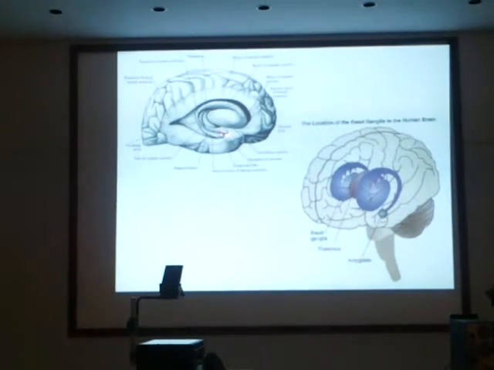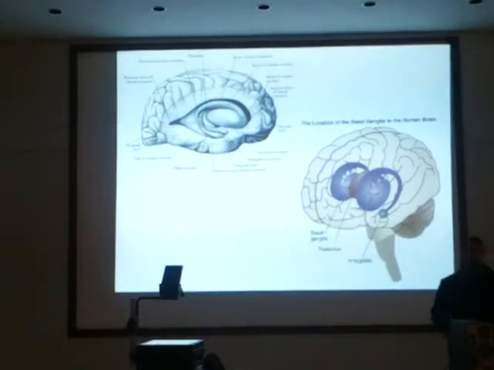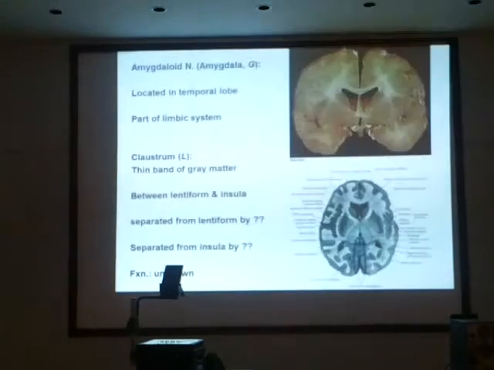Amygdala is recently found to be functionally related to what? The limbic system. To the limbic system. Emotions, behavior, whatever. So it's no longer part of the basal nuclei. It's located in the temporal lobe and part of the limbic system.